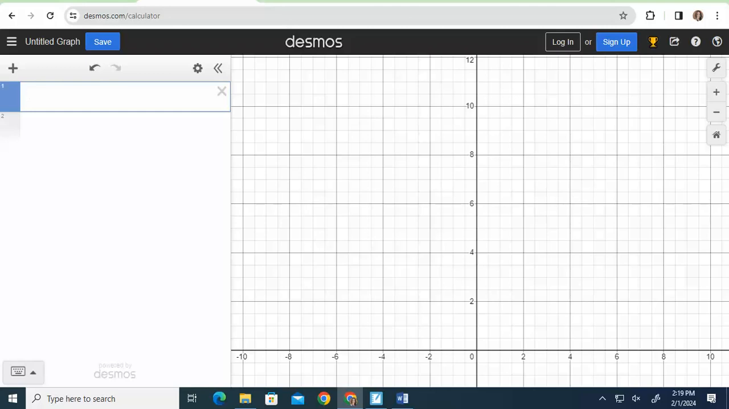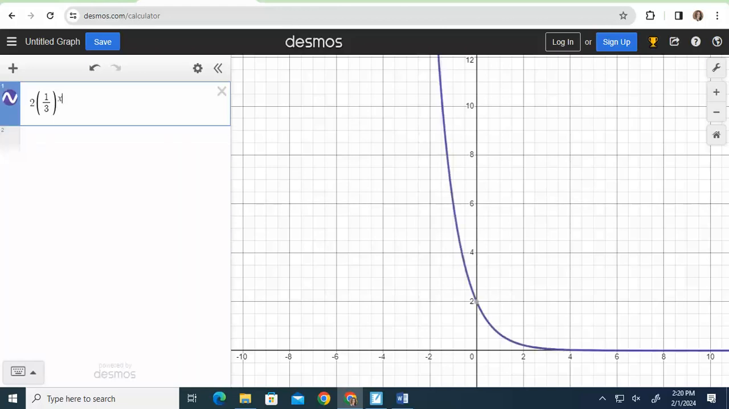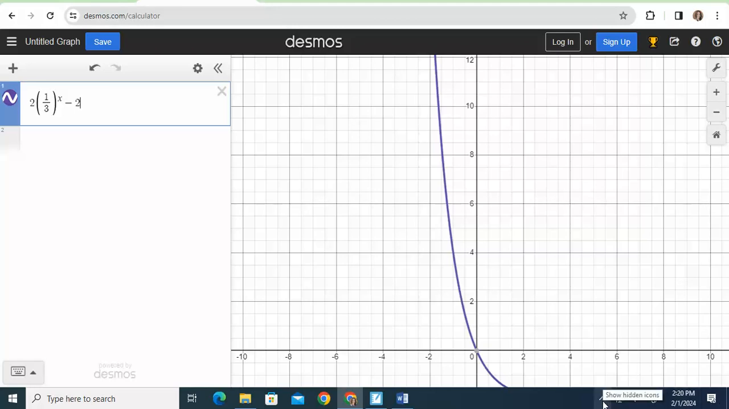I want you to graph, let's do 2, and then times, so I want you to do a parenthesis. Let's do 1/3, so 1/3. Do your parenthesis, to the x power. And let's put a -2 on the end. And I want you to answer the same question. So I want you to graph this. Tell me the y-intercept, range, asymptote.